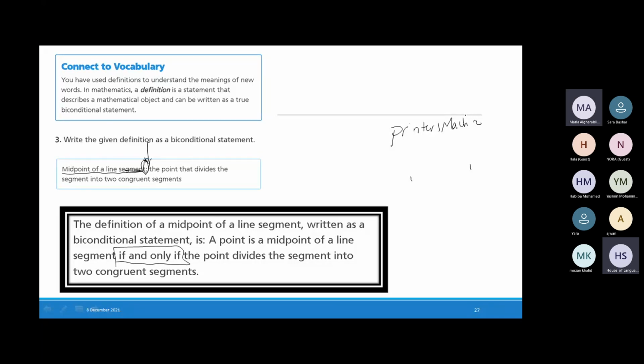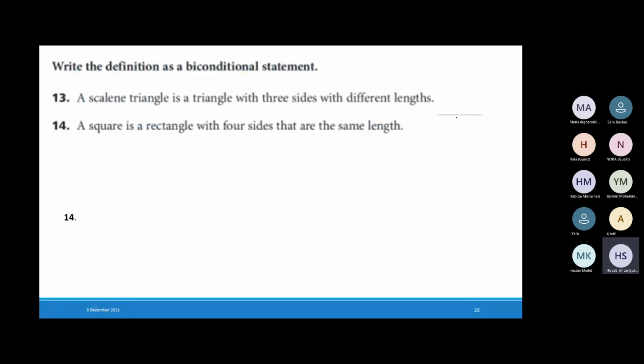Teacher, I still didn't get the biconditional statement. Sit back, go back. Grade 7. Just let me stop this one. Yes, exactly. Like this one here.